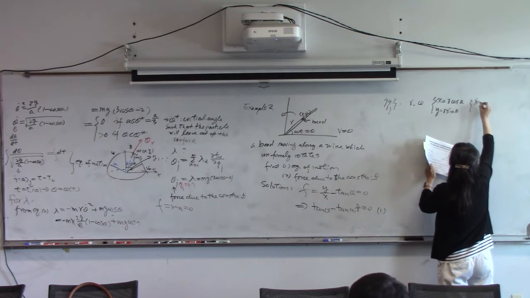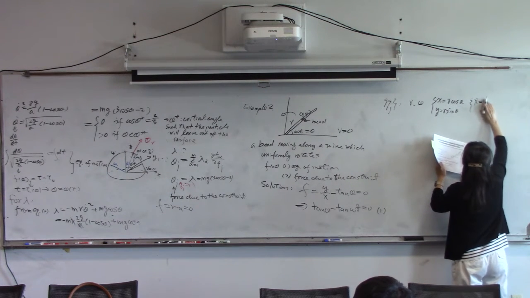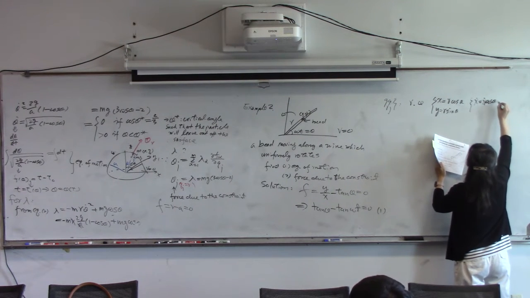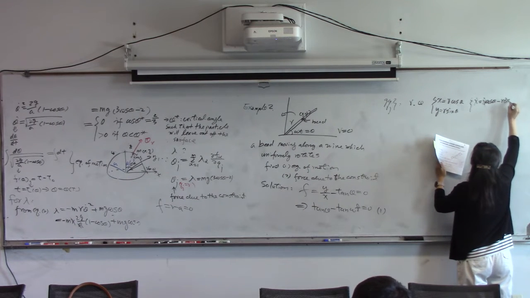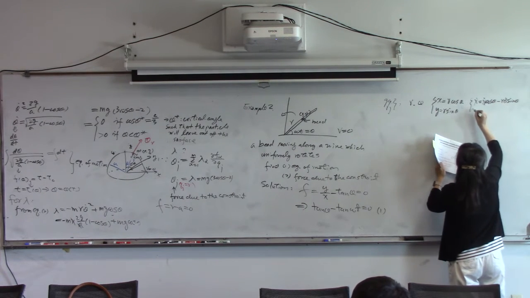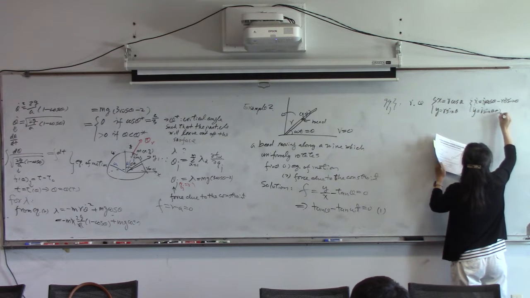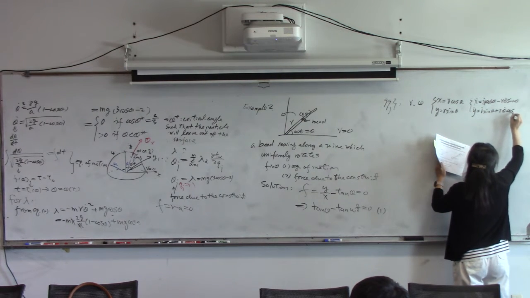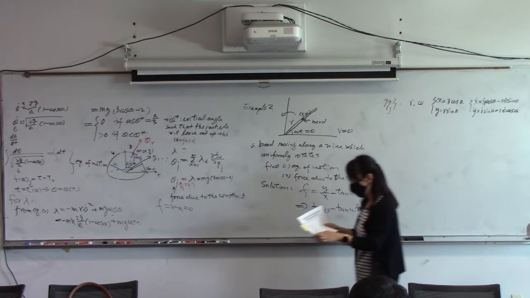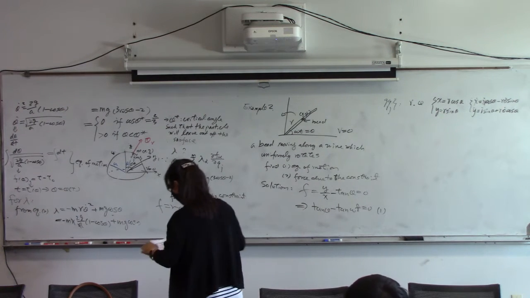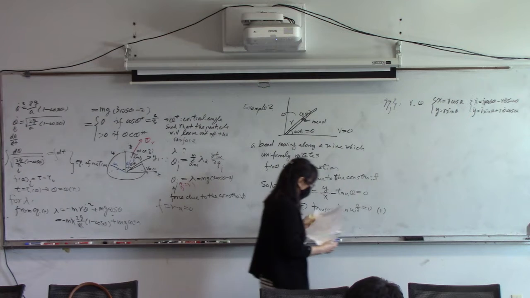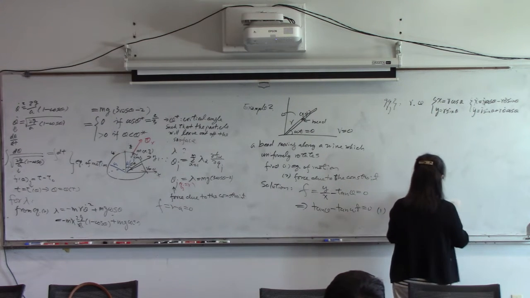Then x dot is r dot cosine theta minus r theta dot sine theta. And y dot is r dot sine theta plus r theta dot cosine theta. Okay, so with this, now we can go to write down the Lagrange.